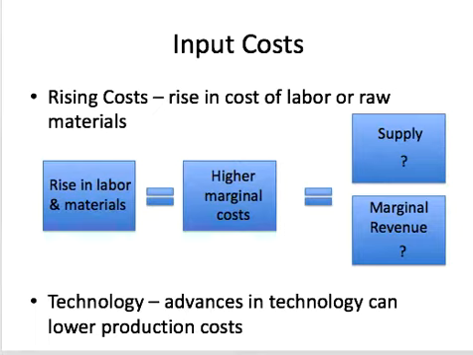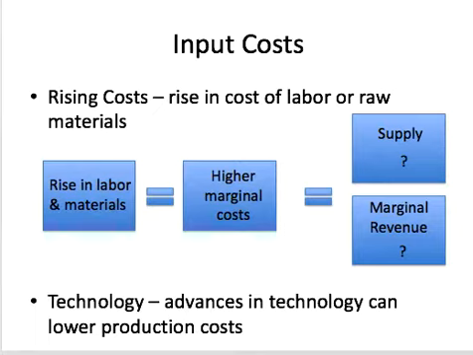From Section 2, we discussed some of the costs that go into producing a product, and now those factors can play a huge factor in the amount of supply that is out there. For instance, rising costs. Let's say we have a rising cost of labor or raw materials. Then as a result, that affects the supply.